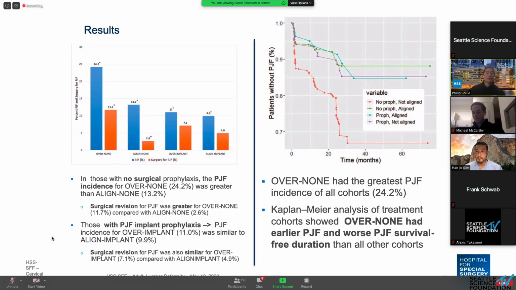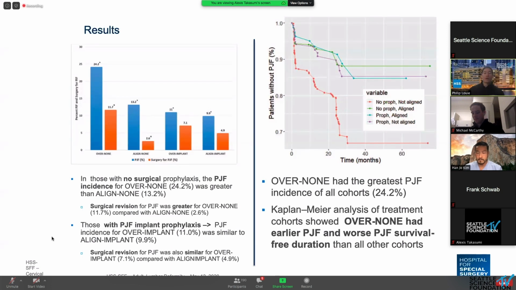Now let's look at the rates of PJF failure with implant prophylaxis and considering sagittal alignment. If they were overcorrected and had some sort of surgical implant prophylaxis, PJF occurred at 11%. And if they were corrected to within their goal, 10%. And the surgical revision rates were also similar between those two groups.